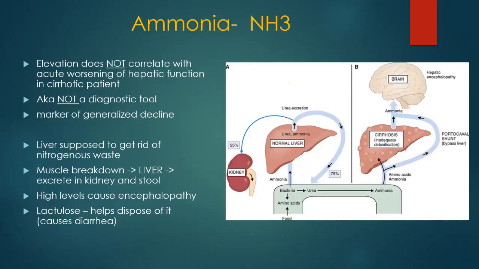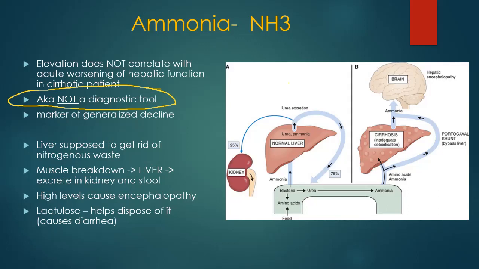Now let's talk a little bit about ammonia. Ammonia can be high with liver cirrhosis, but it doesn't have to be. It is not a diagnostic tool. So think of it like the pro-BNP for heart failure. Pro-BNP can be high in many other things, for example, somebody who's fluid overloaded because they haven't had dialysis. So ammonia doesn't have to be elevated for somebody to have really significant cirrhosis.